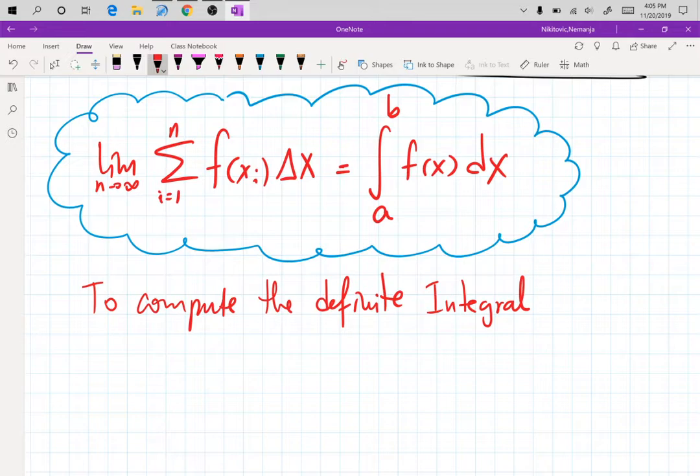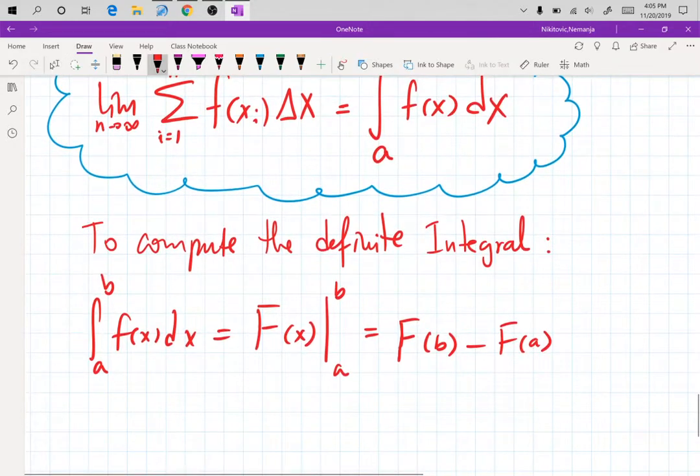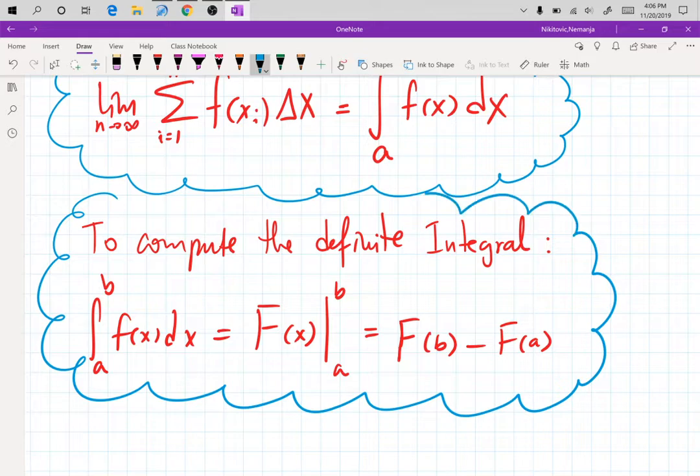To compute the definite integral, we use the integral from a to b of f of x dx, which is equal to any antiderivative F of x. That's the one that is supposed to have plus c. But we don't put plus c, we put the line, and then we say F of b minus F of a. And that's the second fundamental theorem. We're going to see this again written in 5.3.